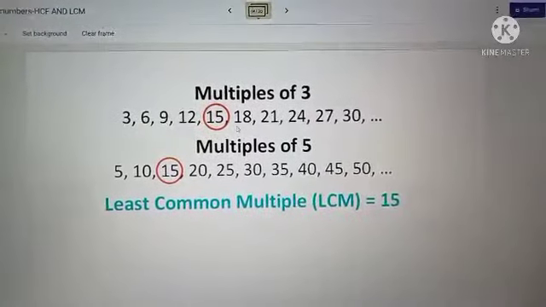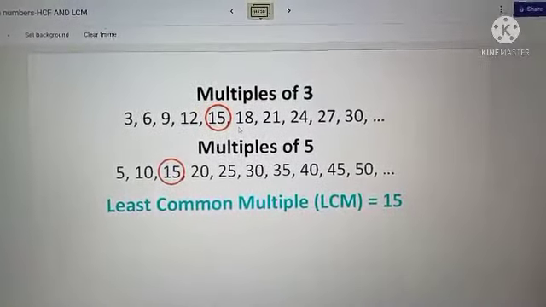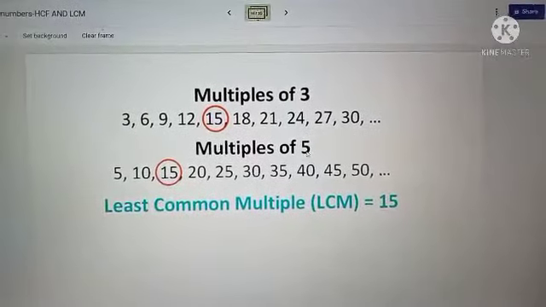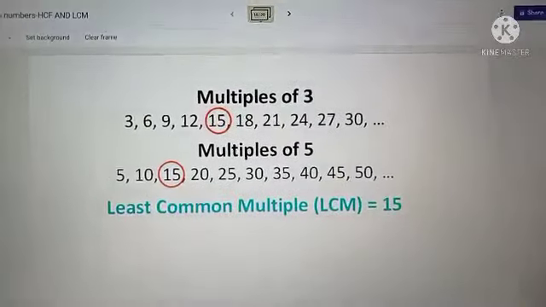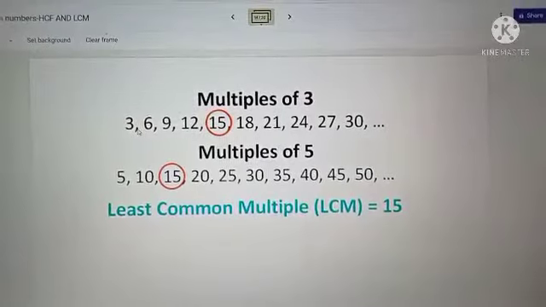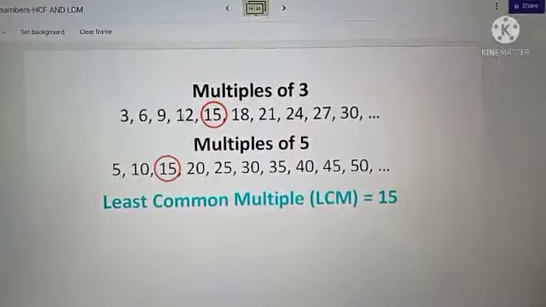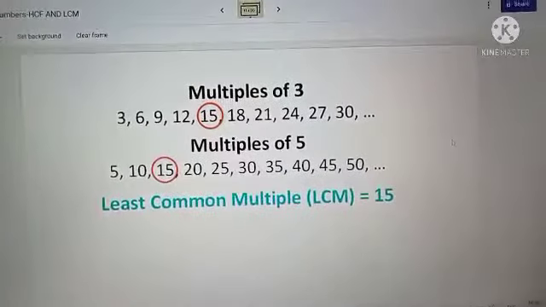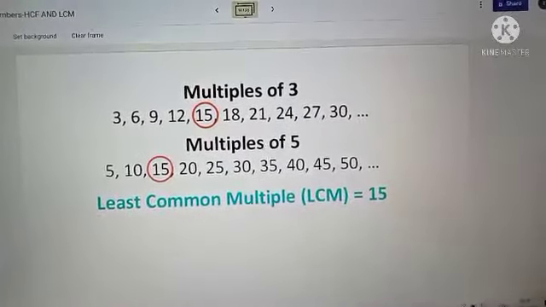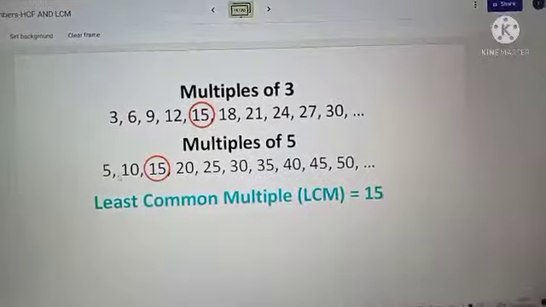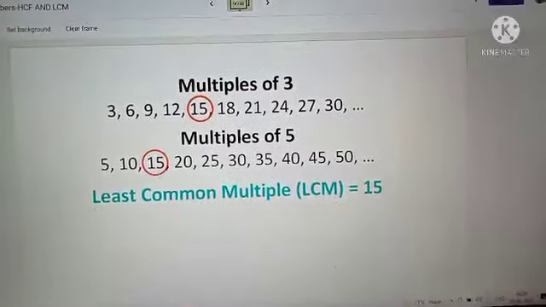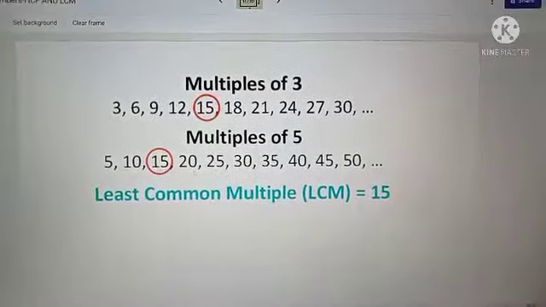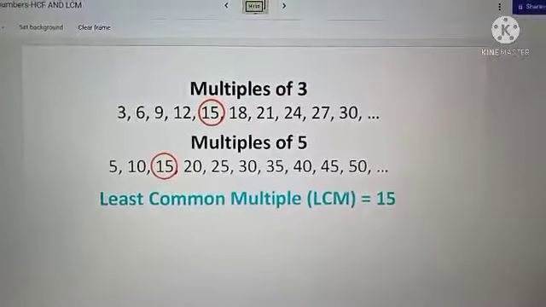Let's find the LCM, or least common multiple, of 3 and 5. See, I have written the multiples of 3 here: 3, 6, 9, 12, 15, 18, etc. Multiples of 3, the table of 3. And I wrote here the multiples of 5, the table of 5: 5, 10, 15, 20, 25, etc.